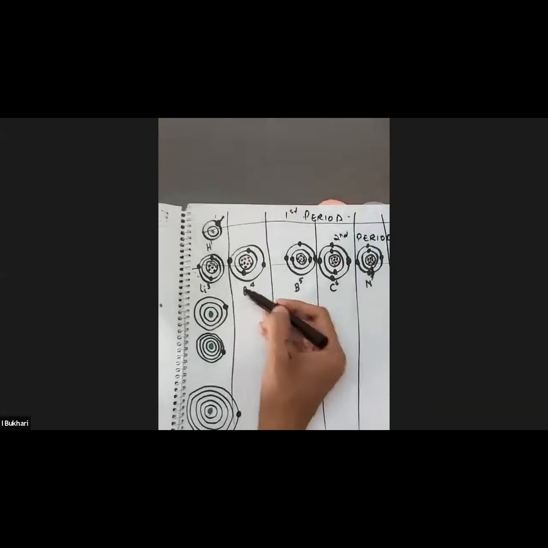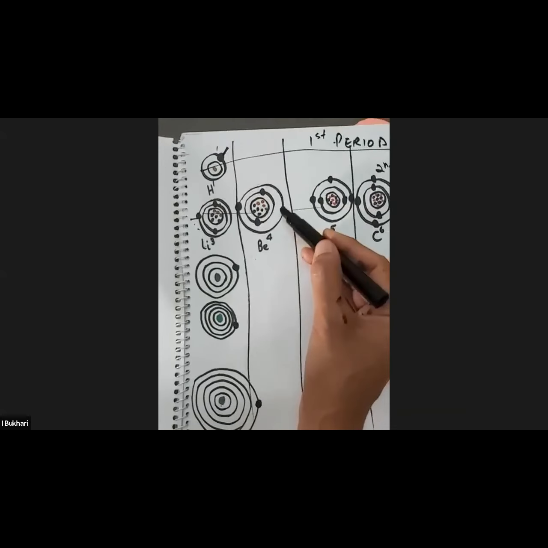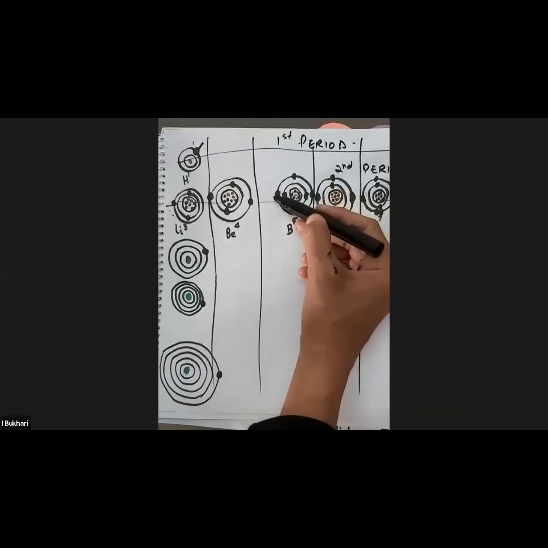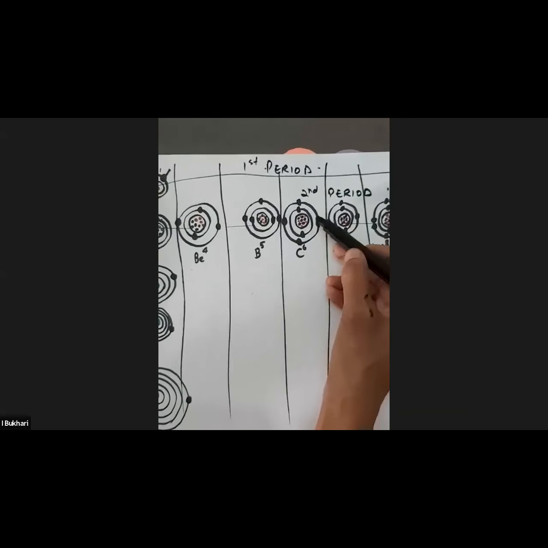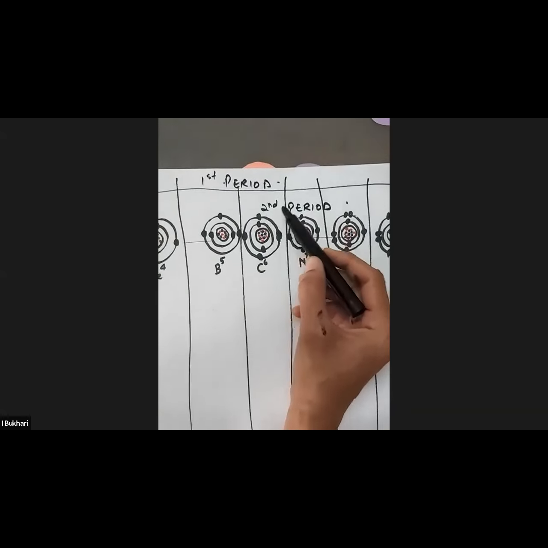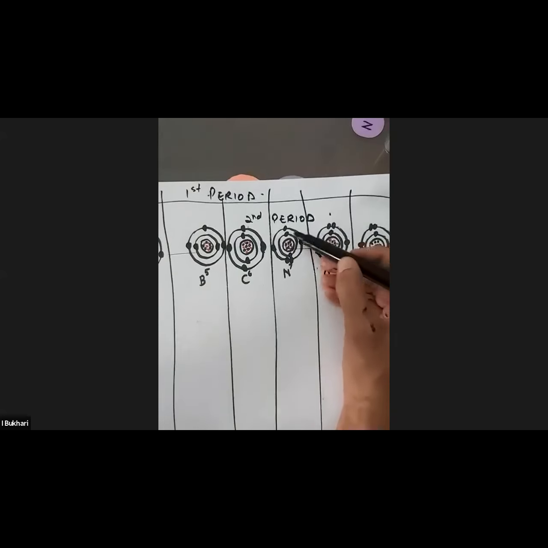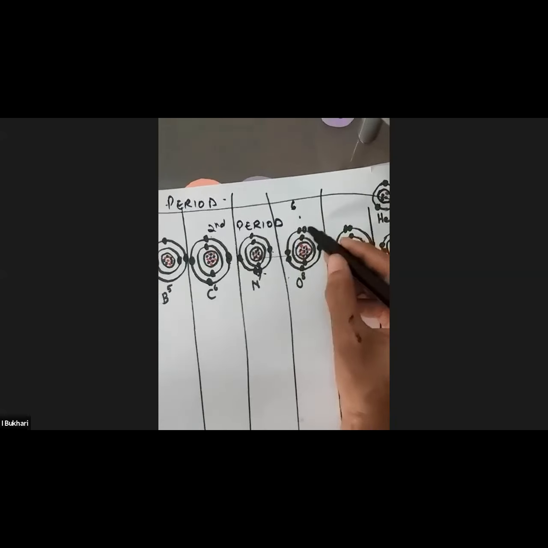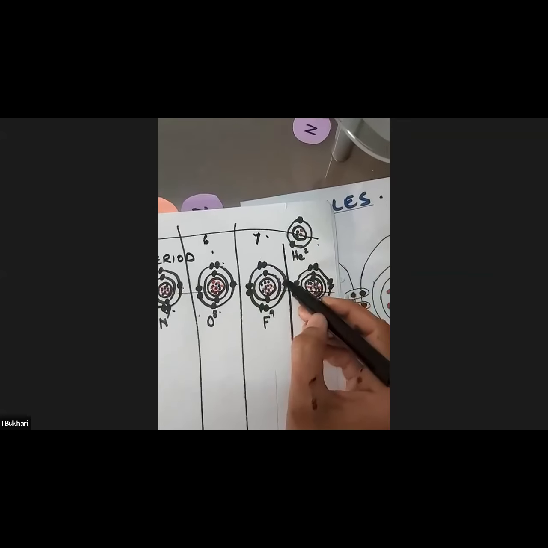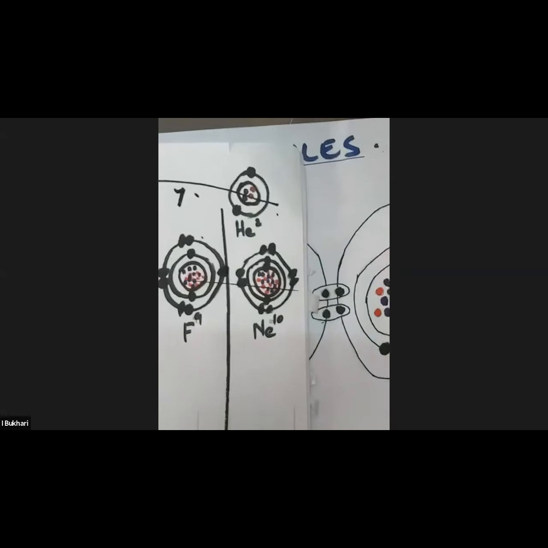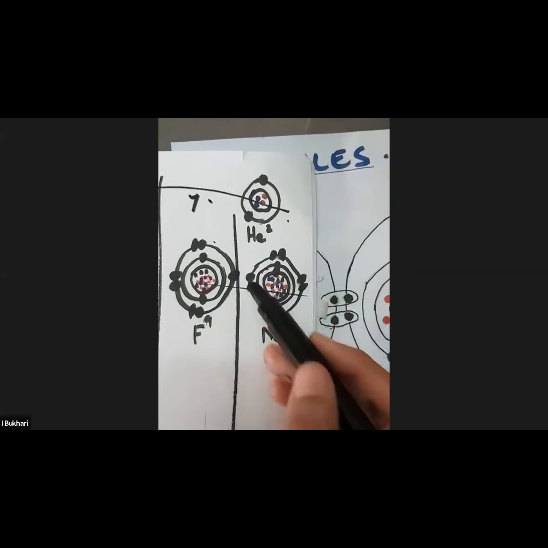In the second group, the outer shell or the outer orbit has two electrons. The third one has three electrons in the outermost orbit. The fourth one has four electrons in the outermost orbit. The fifth one has five electrons. One, two, three, four, five. This is the sixth group, so it should have six: one, two, three, four, five, six electrons in its outermost shell. This is the seventh group, this should have seven electrons: one, two, three, four, five, six, seven. This is the eighth group, or even called zero: one, two, three, four, five, six, seven, eight.